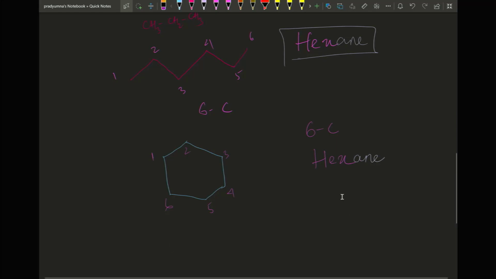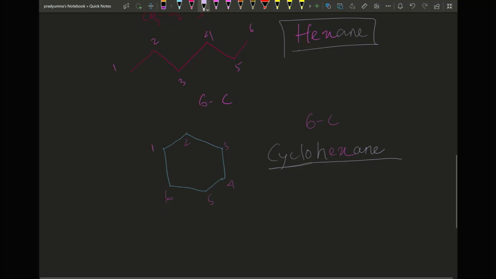But what is the difference between this hexane and this hexane? We cannot call both of them equal, because they are two different compounds. This looks completely different, so we cannot call both of them hexane. To distinguish between these two, this is the regular hexane. This one we add a prefix to, and it is called cyclohexane. Cyclo means it is connected like a ring system. This is in lowercase, so the whole thing is one word, cyclohexane.